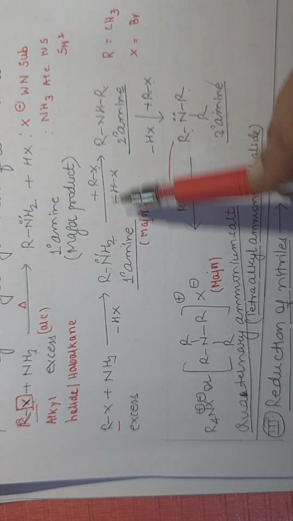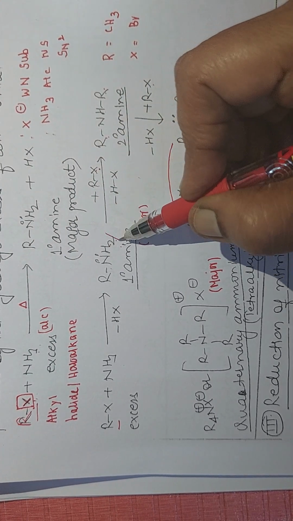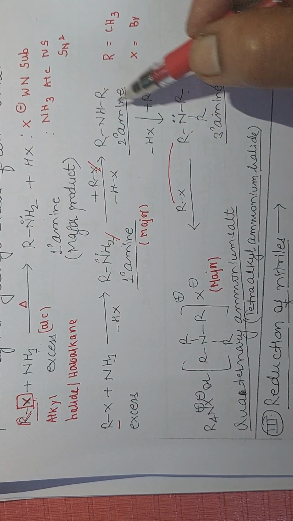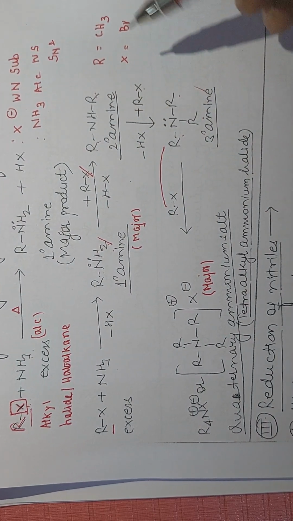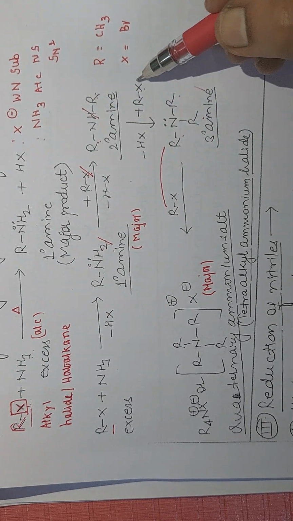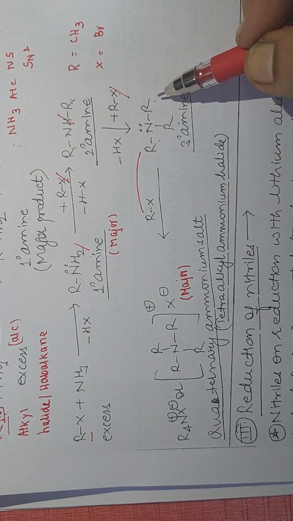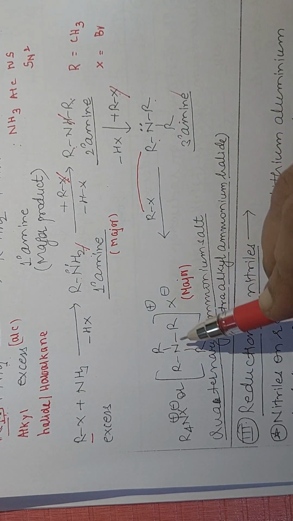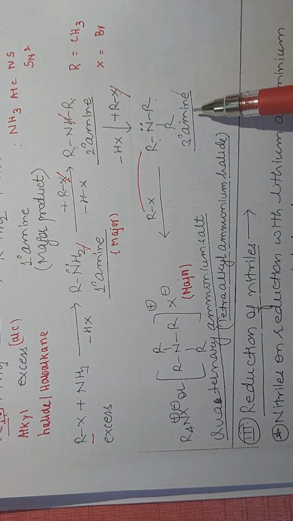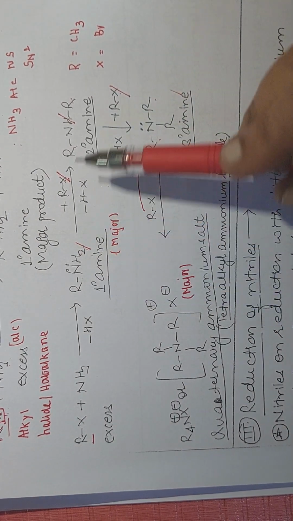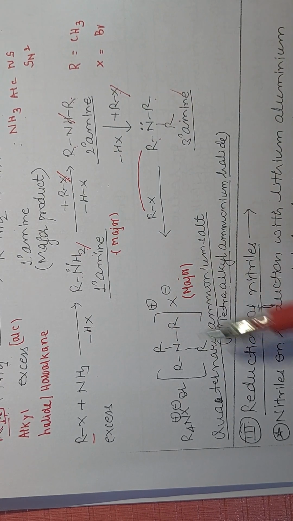Now this primary amine, again on treatment with alkyl halide, HX gone, we will get secondary amine. Again on treatment with alkyl halide, HX gone, we will get tertiary amine. On treatment with RX, just addition, it will become R4N plus X minus. Primary amine, secondary amine, tertiary amine. Primary means 1R, secondary means 2R, tertiary means 3R, quaternary means 4R.